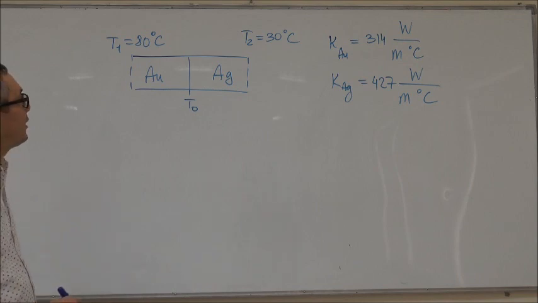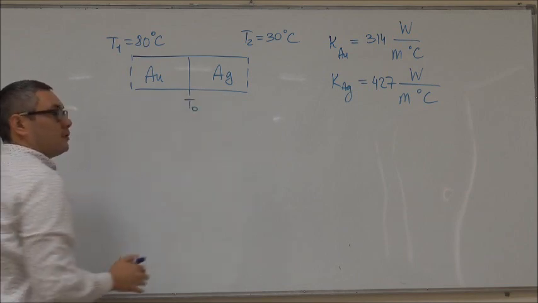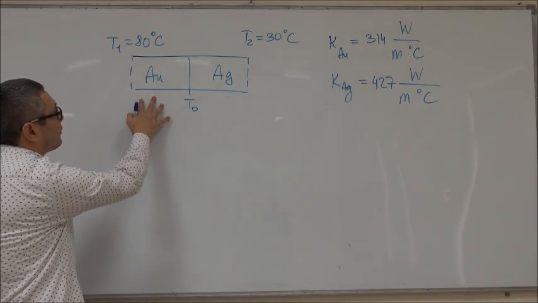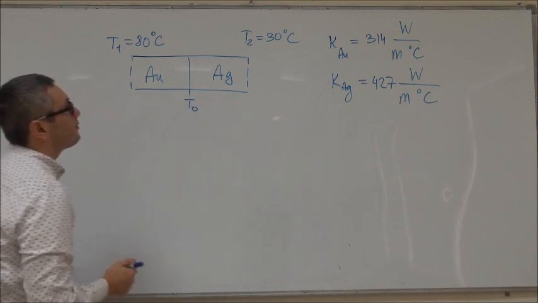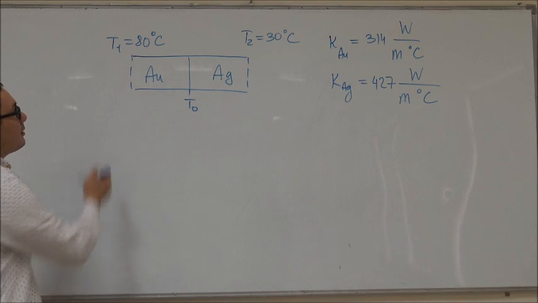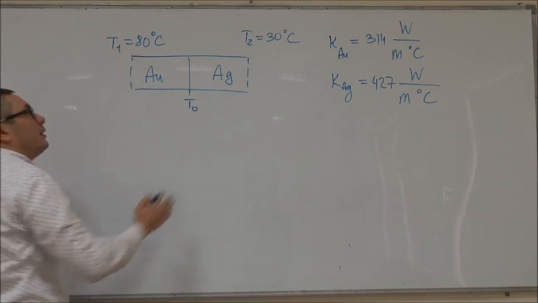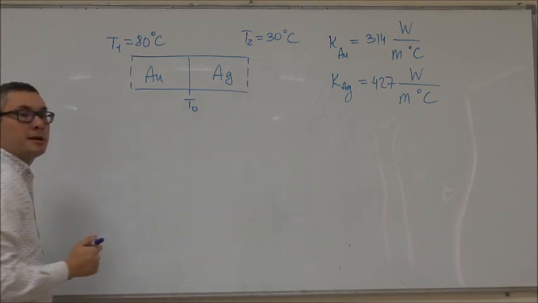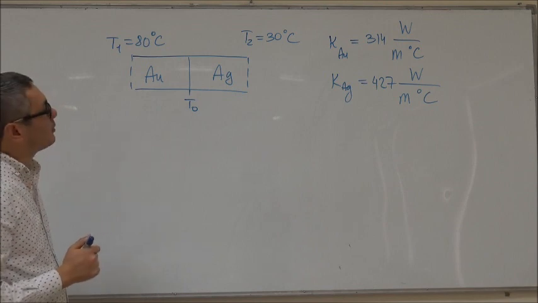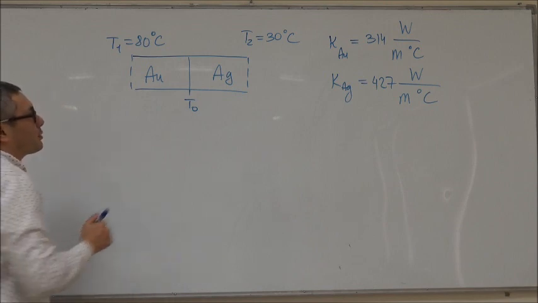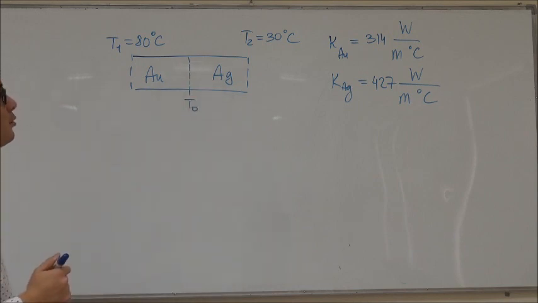So in this question we are given a bar which consists of two parts made out of two different metals. The first part is made out of gold, and the second part is made out of silver. The golden part is held at temperature 80 degrees C, and the silver part is held at 30 degrees C. In steady state, the question is, what is the temperature in between? What is the temperature at that interface between the silver and gold?